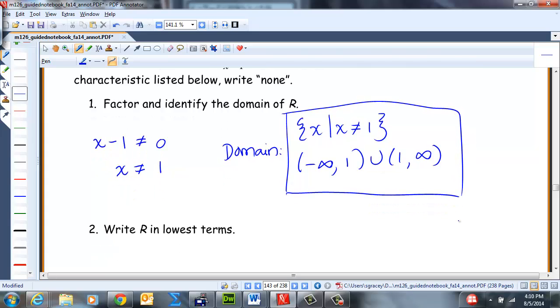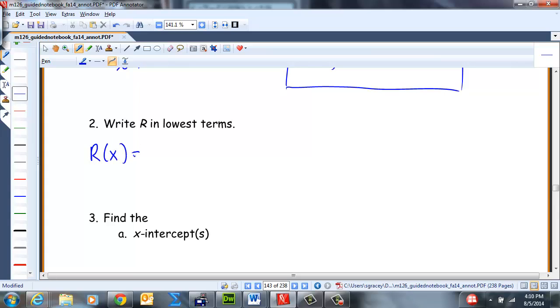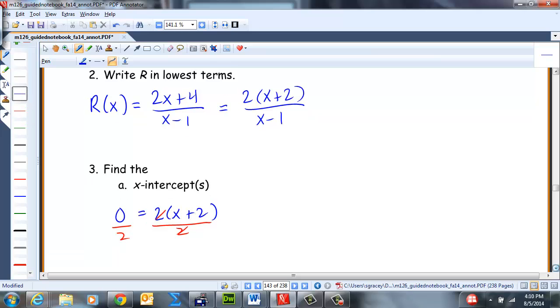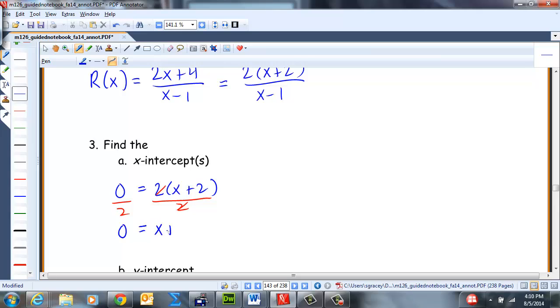Next up, write r in lowest terms. It's fairly uncomplicated, but r of x was 2x plus 4 divided by x minus 1. So we could factor out a 2 from the numerator. To find the x-intercepts, you set the numerator equal to 0 and solve. If I divide both sides by 2, the 2 divides out on the right side, and we get a result of 0 on the left. So 0 is x plus 2, and negative 2 is x. So at x equal to negative 2, there's an intercept, or you could write the ordered pair, negative 2, 0.